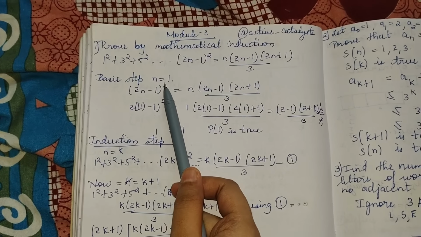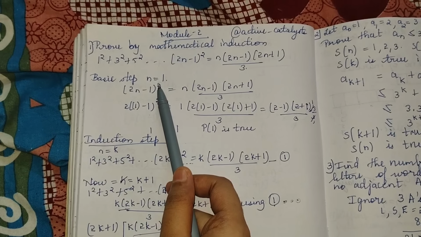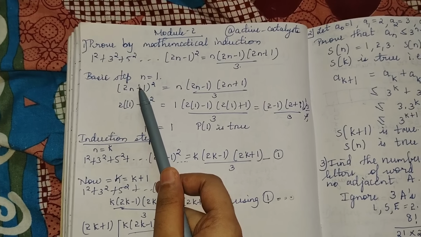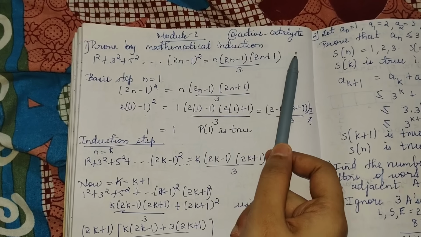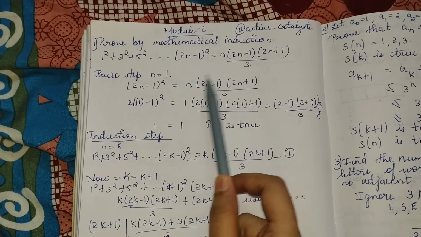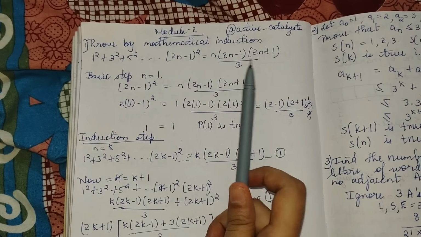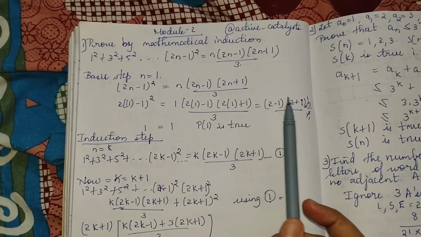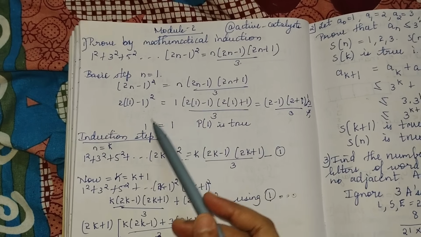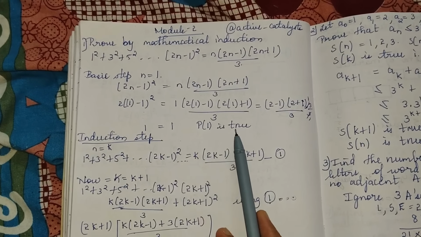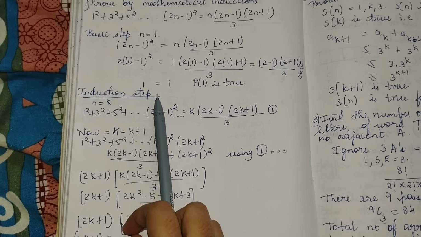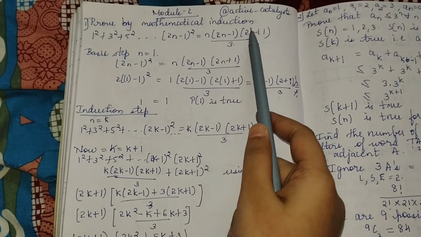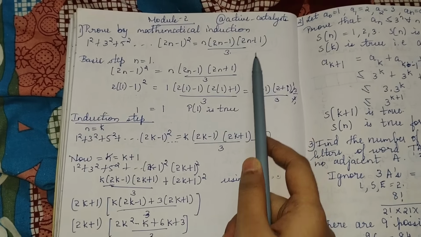In the basic step, we have to substitute the value of n to be 1. So when we substitute the value of n to be 1, on both the left and right hand side, and solve it, you will get both sides as 1, which means P(1) is true.